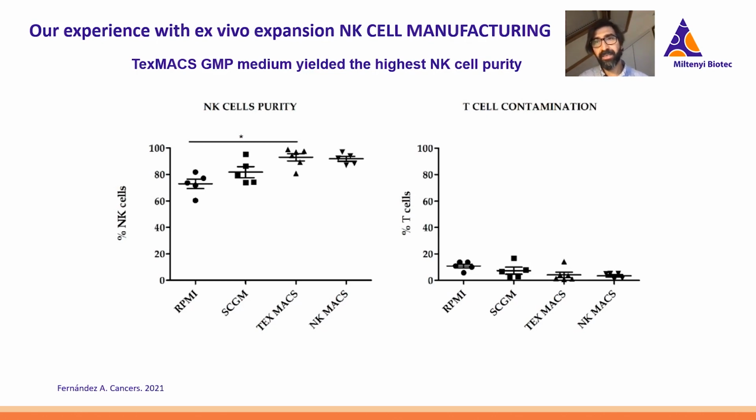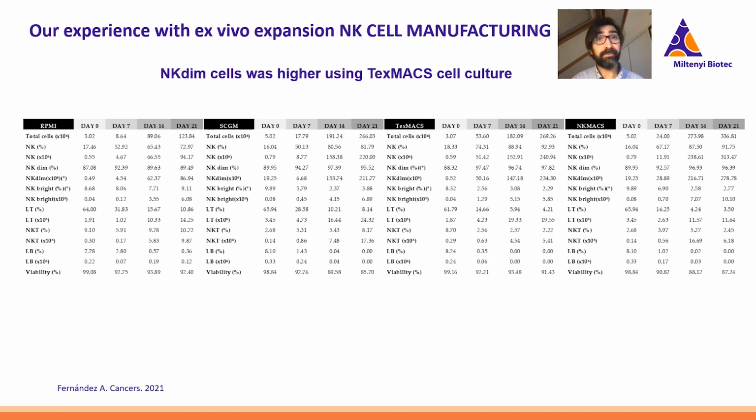NK Max and TexMax show a similar percentage of residual T cells, between 1 and 4%. So they confirm that the data are amazing. We also checked how the bright NK cell fraction was statistically significantly higher when RPMI was used. Consequently, the percentage of dim NK cells, the CD56 positive, CD16 positive NK cells, was highest when we used TexMax or NK Max.